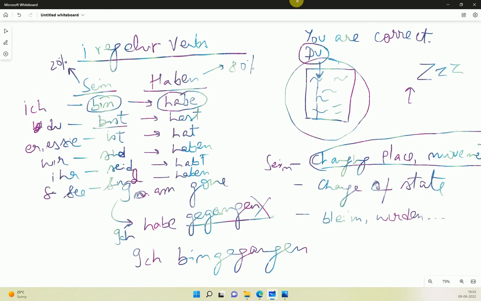Du bist richtig or du hast richtig, right? So such cases में जब आपके पास कोई rule fit नहीं हो रहा है and you don't have any guideline, so as I told you, go for the 80% rule, go for haben. So यहाँ पे ये हो जाएगा du hast recht. Okay.